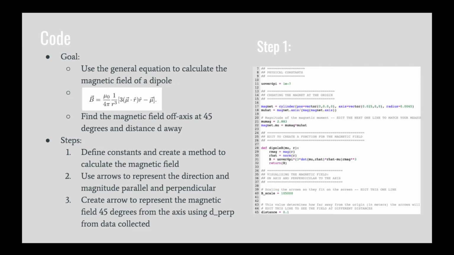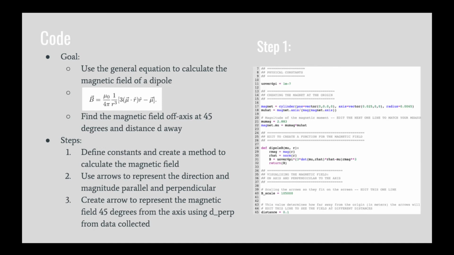Next, we will go over the GlowScript code that helps depict the magnetic field of the bar magnet. We will want to create a function in the code using the general equation for the magnetic field of a dipole in order to accurately depict the magnitude and direction of the magnetic field. In addition, we will find the magnetic field off-axis at a 45-degree angle and at a distance d away.